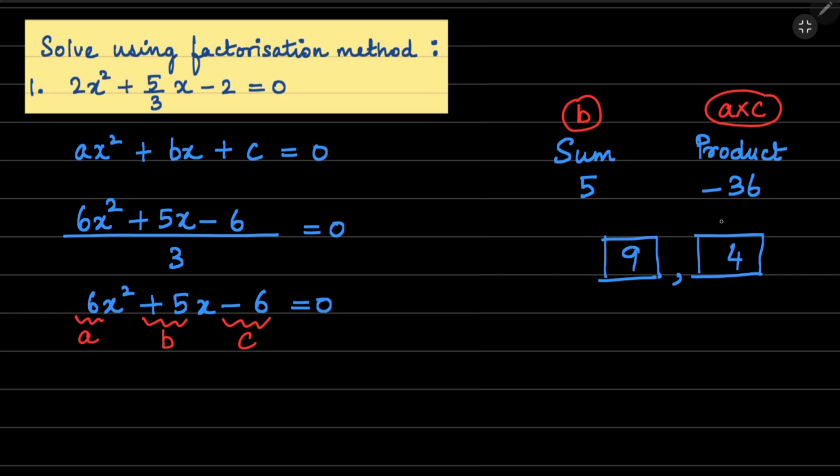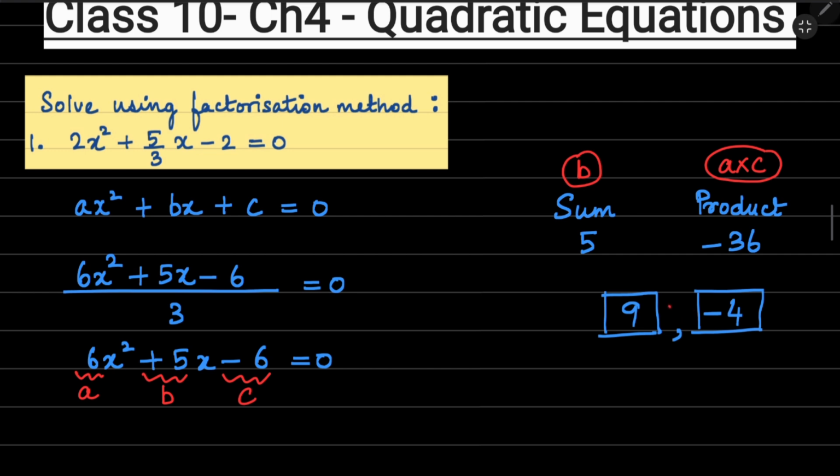The product has a negative value. So the sum is positive. So the smaller number should have a negative term. So when you add them, 9 plus minus 4. When you add the two numbers, it is 9 minus 4, which is 5, plus 5. It satisfies. So when you do a product of the two numbers, it is minus 36. That also gets satisfied. So the two numbers for your middle term. So middle term 5x can be split as 9x and minus 4x.